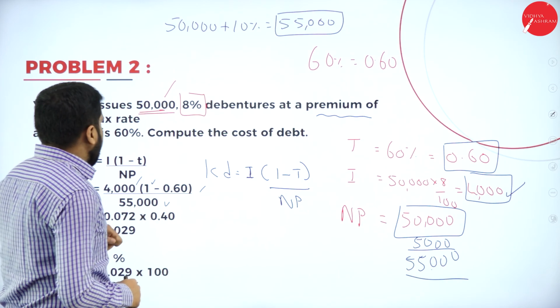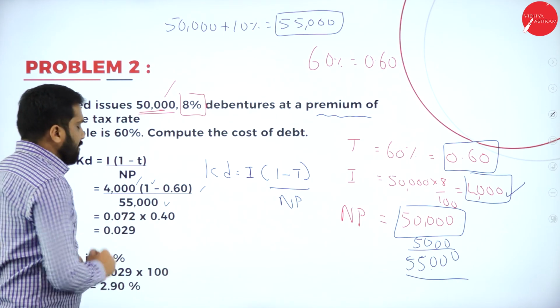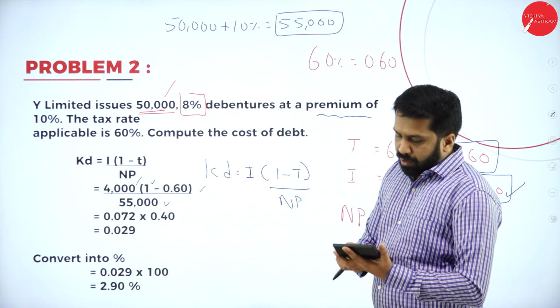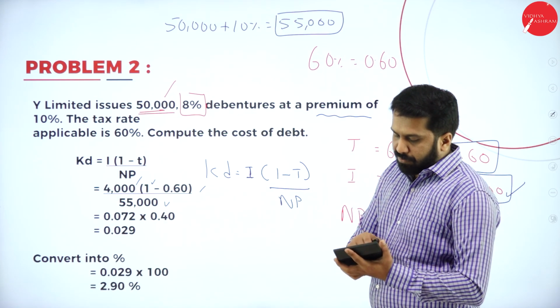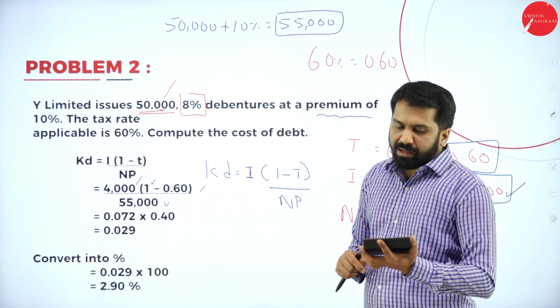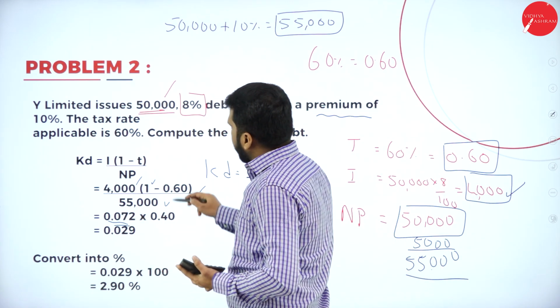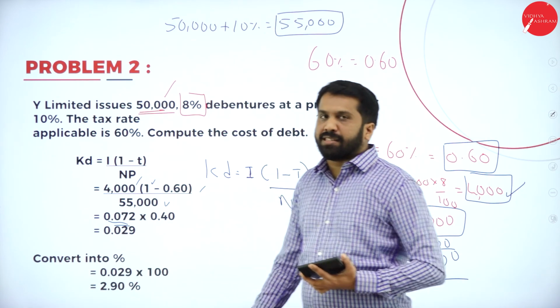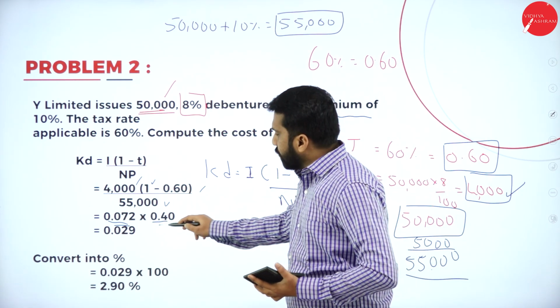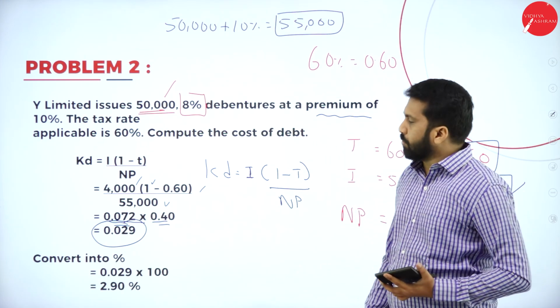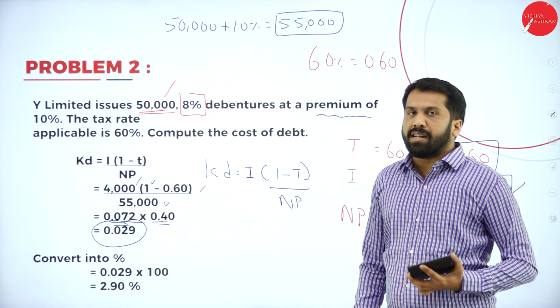These things are completed. 4000 divided by 55,000 you are supposed to do first, and you will get 0.072. Multiplied with 1 minus 0.60, how much? 0.40. Your final answer is 0.029. How to convert into percentage? Into 100.